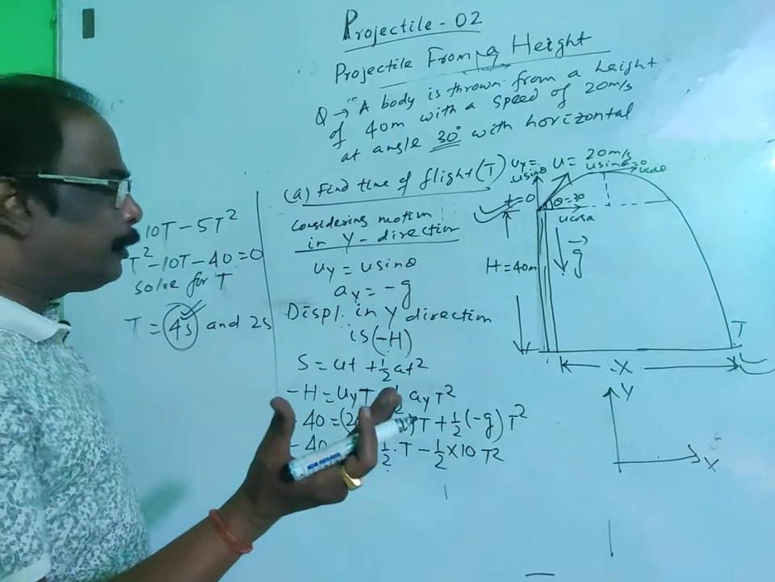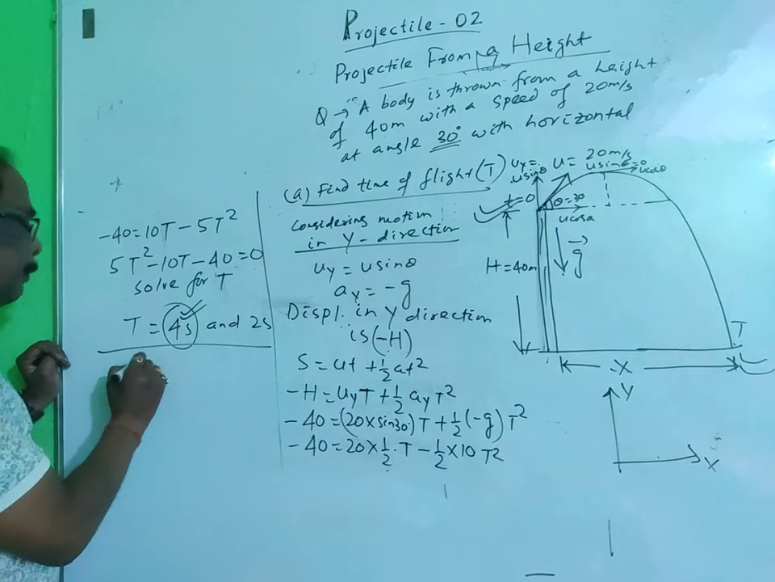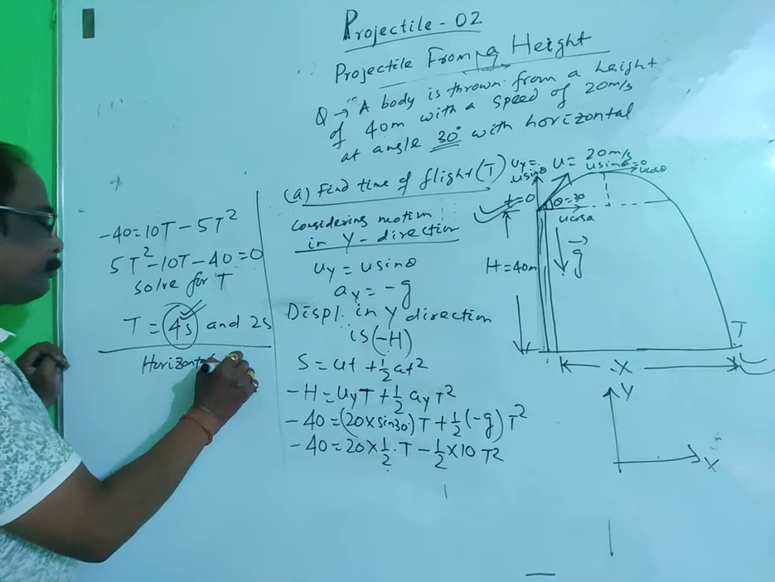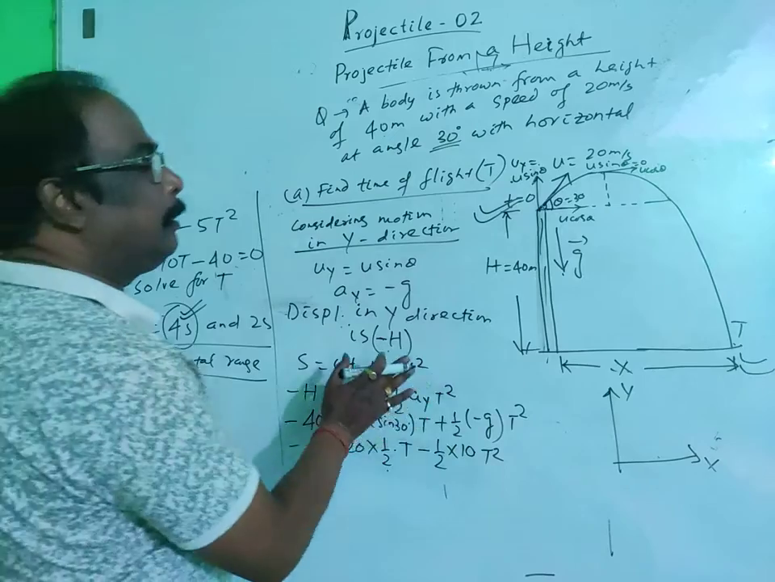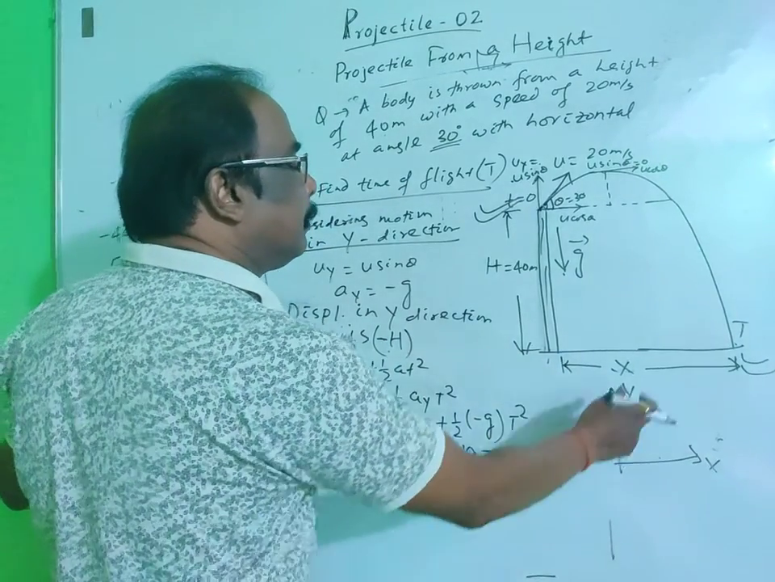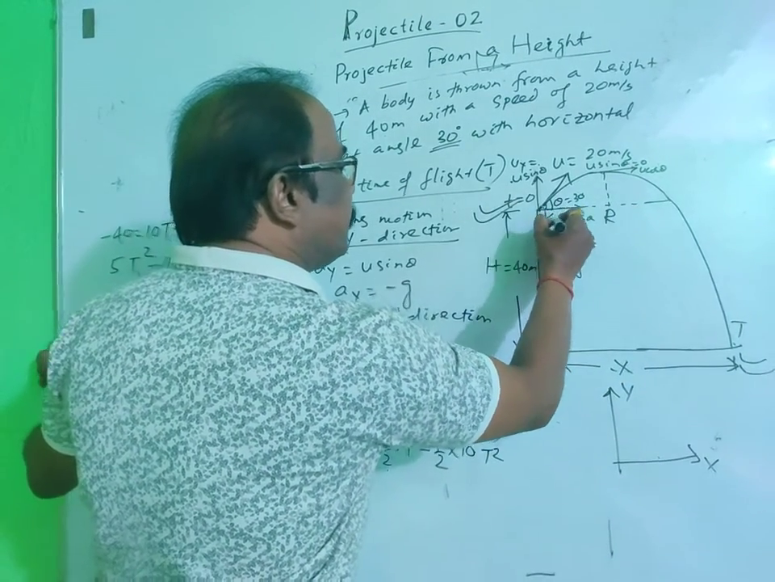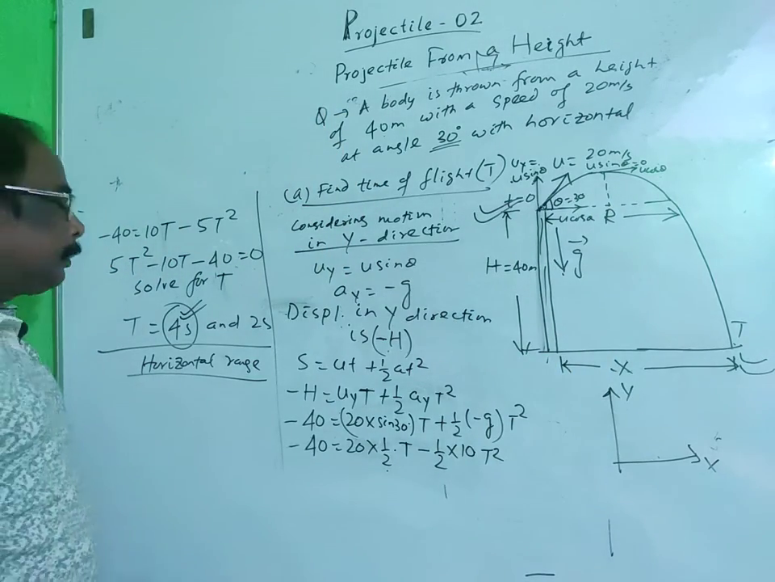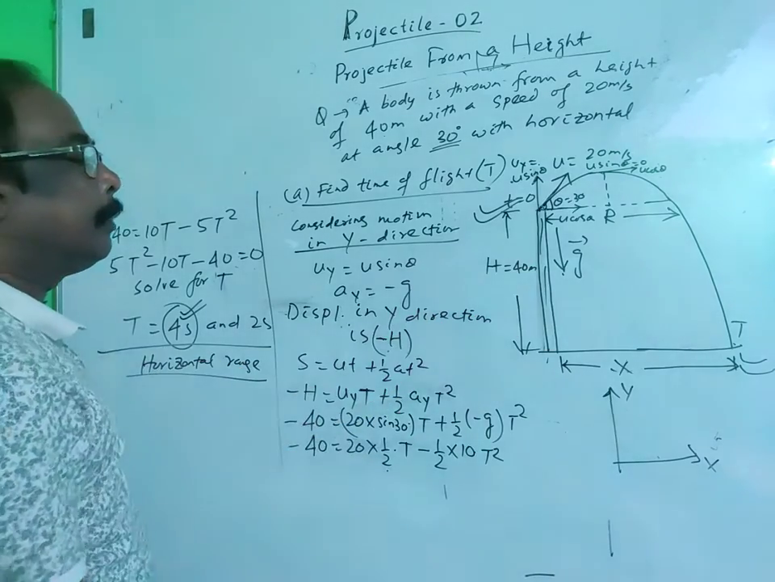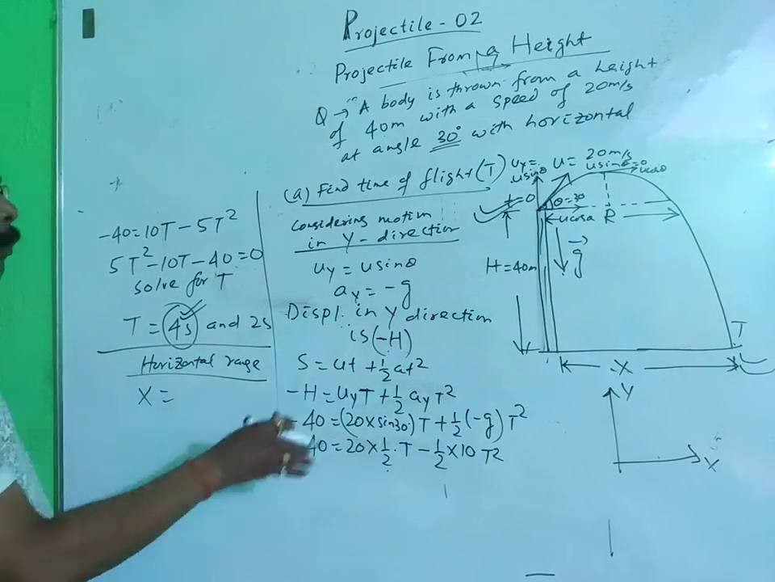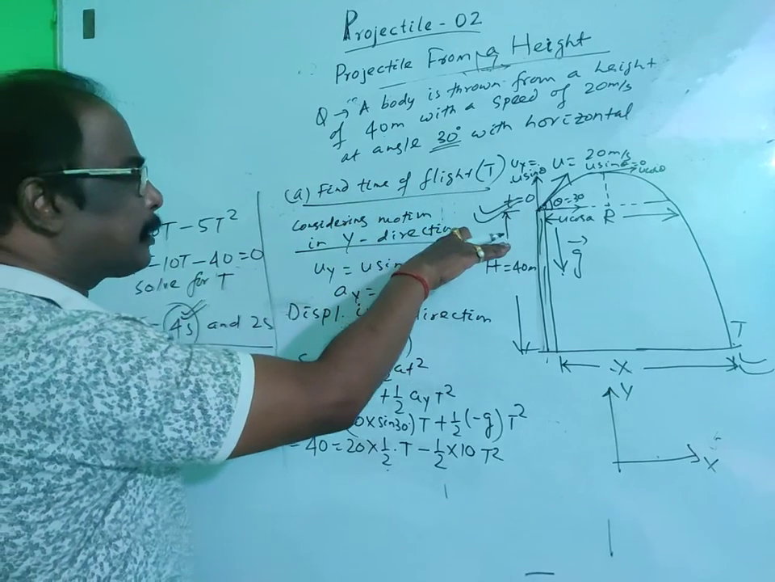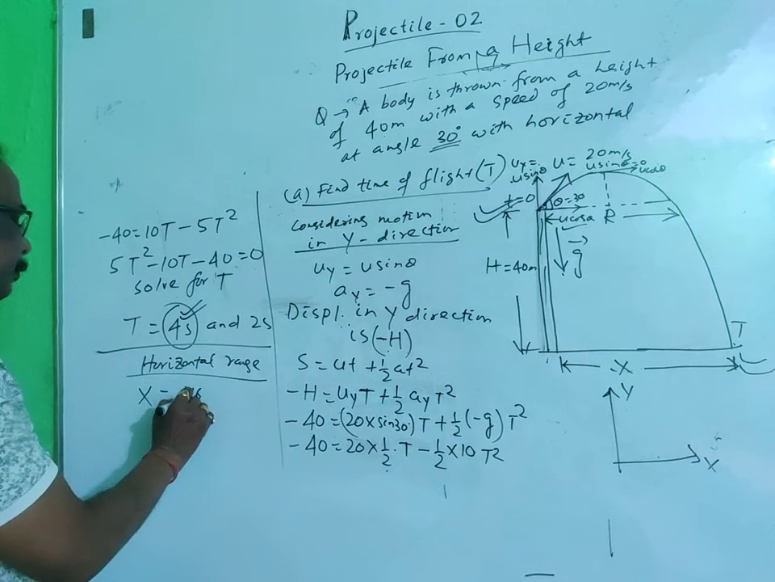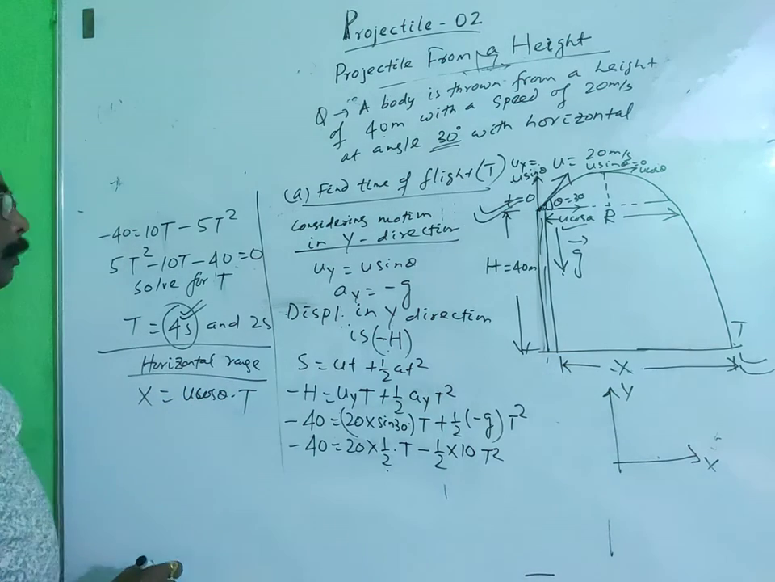Then other questions may be asked. What is the horizontal distance? Horizontal range. So the maximum horizontal distance is the distance covered by the body on the ground. This is also range. You can calculate it using u square sine square theta by 2g. But here I am calculating the horizontal range on the ground, so x. Horizontal velocity always remains constant, so u cos theta is constant. So speed is u cos theta, time is t.